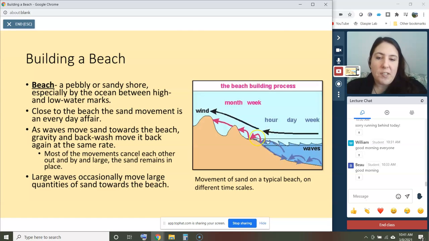As waves move sand towards the beach, gravity and backwash often move it back again at the same rate, and so you get this kind of give and take where both of these movements kind of cancel each other out, and you don't really see a lot of movement of sand up onto the shore just from the wave action itself. However, you do have large waves that might occur monthly or weekly, maybe with storms or with enhancements from the tidal cycle. So maybe you have a really high tide and you get some really big waves that are moving large quantities of sand upwards towards the beach.